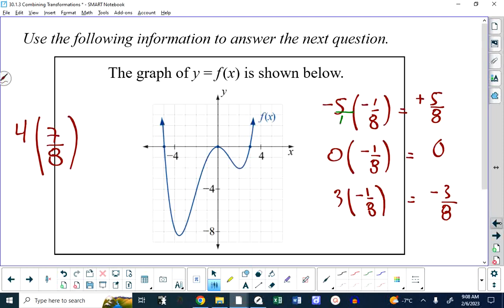Okay. You're asked for the largest positive x-intercept. There's only one that's positive, so whatever 5 over 8 is, which is 0.625, rounded to the nearest hundredth is your answer.